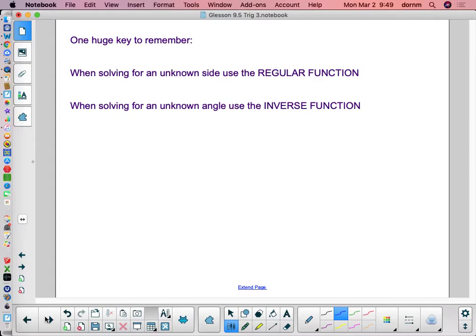So knowing when to use what is important. Your worksheet today is going to have a front side that is all inverse function problems, find the unknown angle. The back side is going to be a mix. We have to start choosing. What am I going to do? Am I using the regular function? Am I using the inverse function?